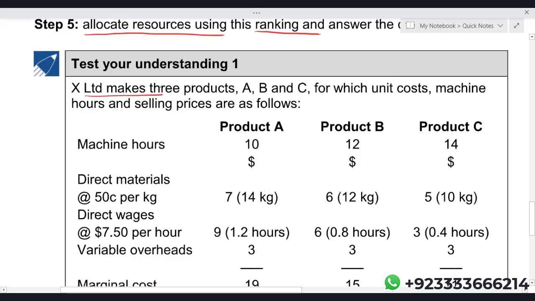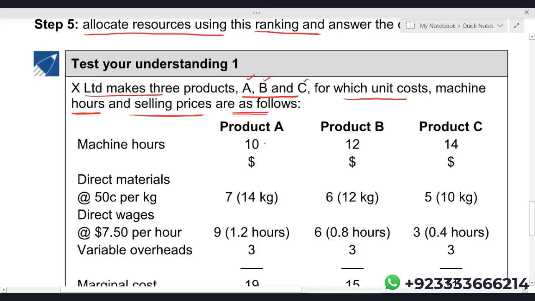X Limited makes 3 products, A, B, and C, for which unit cost, machine hours, and selling prices are as follows. So X Limited makes how many products? 3 products. That is A, B, and C, for which unit cost, machine hours, and selling prices are as follows.